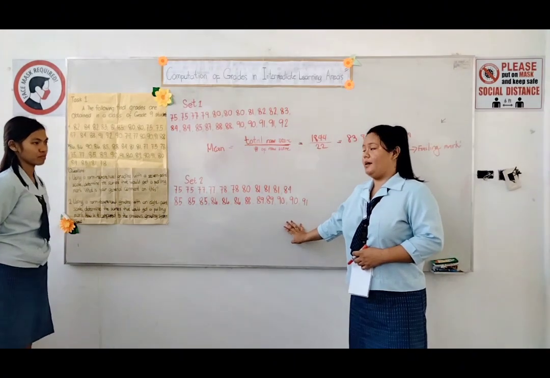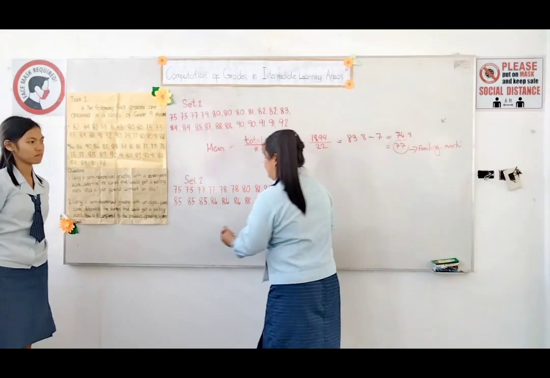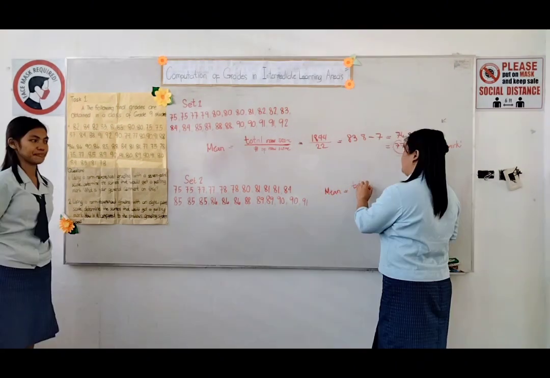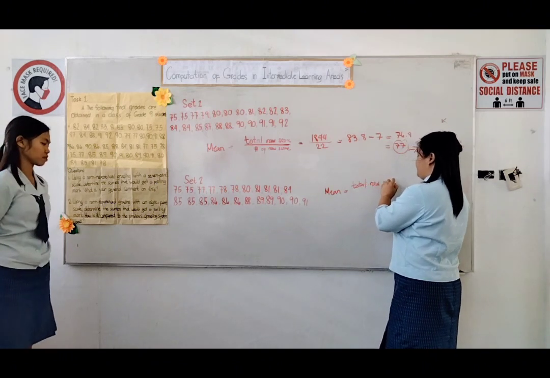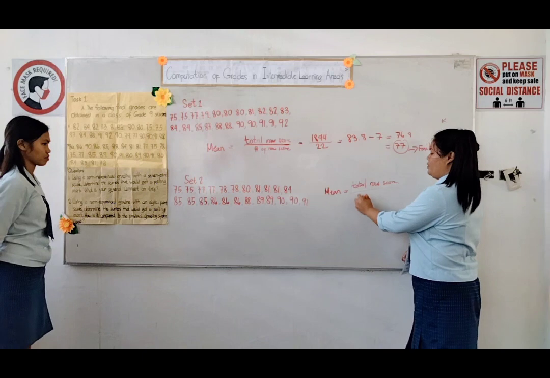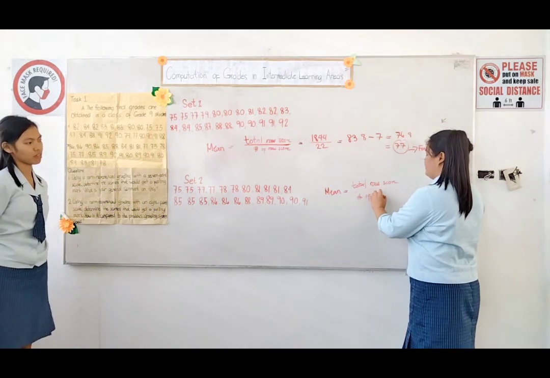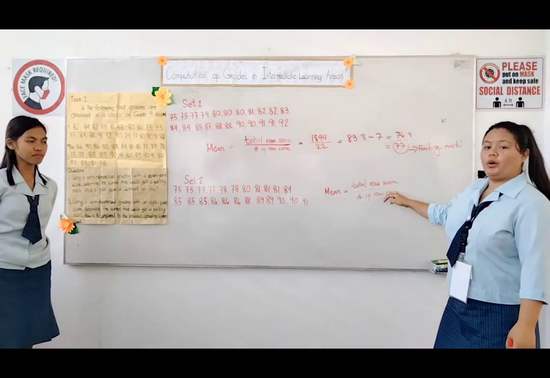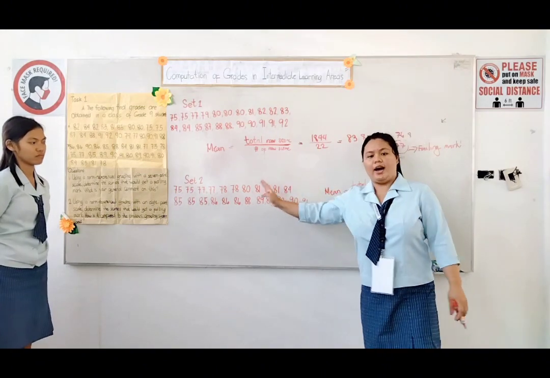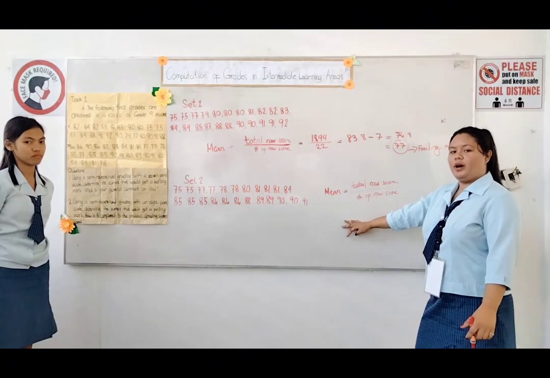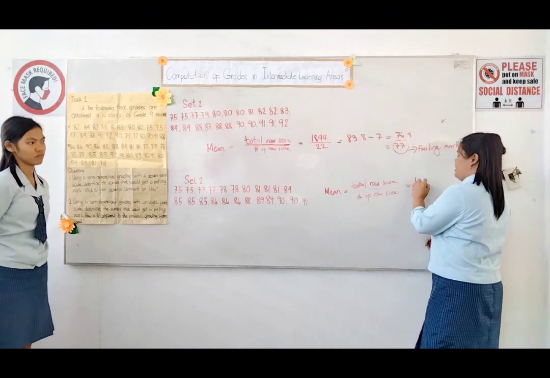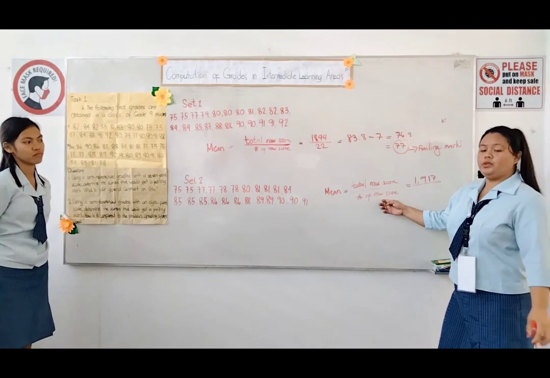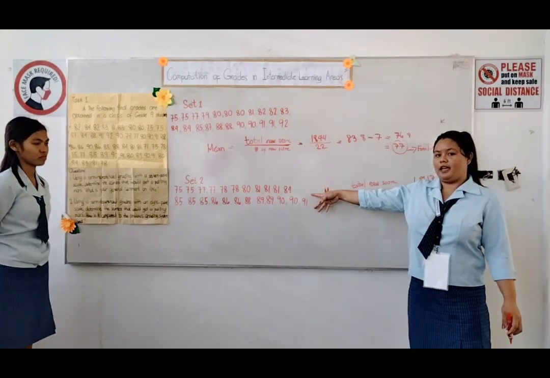So in order to get the mean, we have here the formula. Mean is equal to total raw score over the number of raw scores. So in order to get the total raw score, same as set 1, we need to add all these grades. So we have 1,917, and the number of raw scores here is 23.